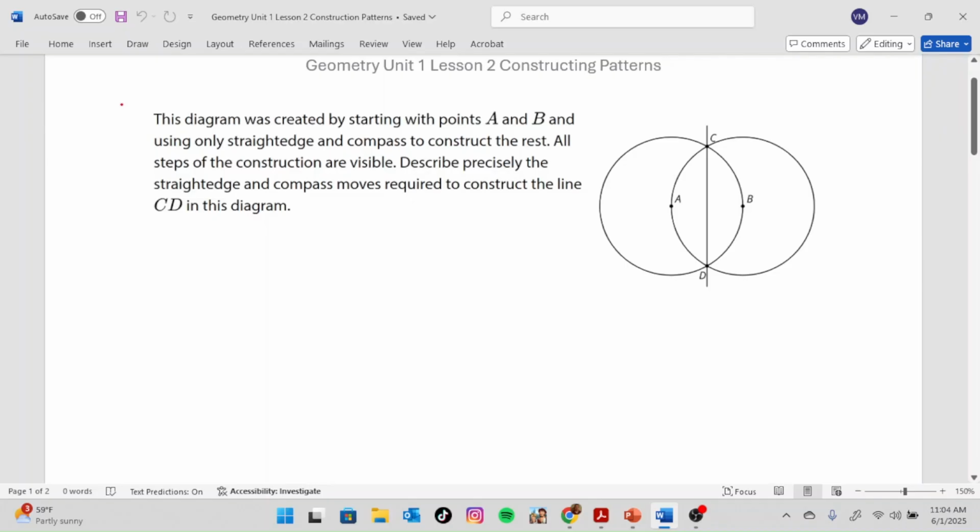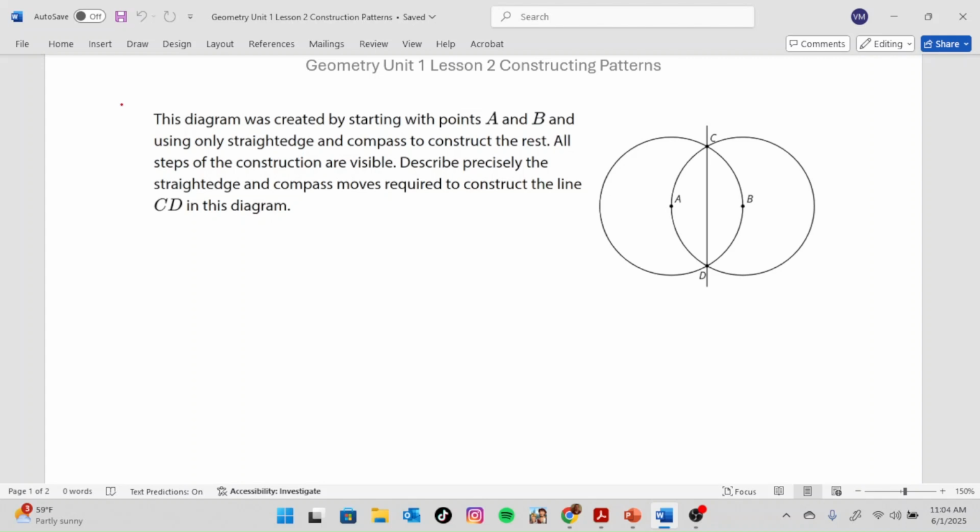Now we can begin the practice problems for Unit 1, Lesson 2. This diagram was created by starting with points A and B and using only straight edge and compass to construct the rest. All steps of the construction are visible. Describe precisely the straight edge and compass moves required to construct the line CD in this diagram.